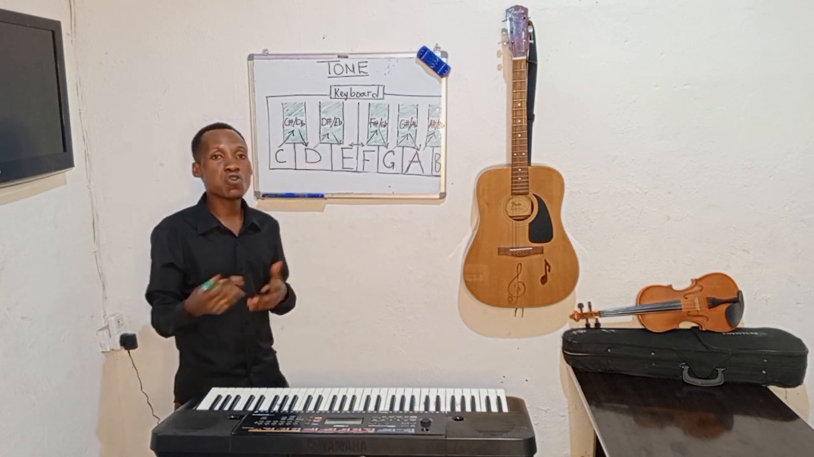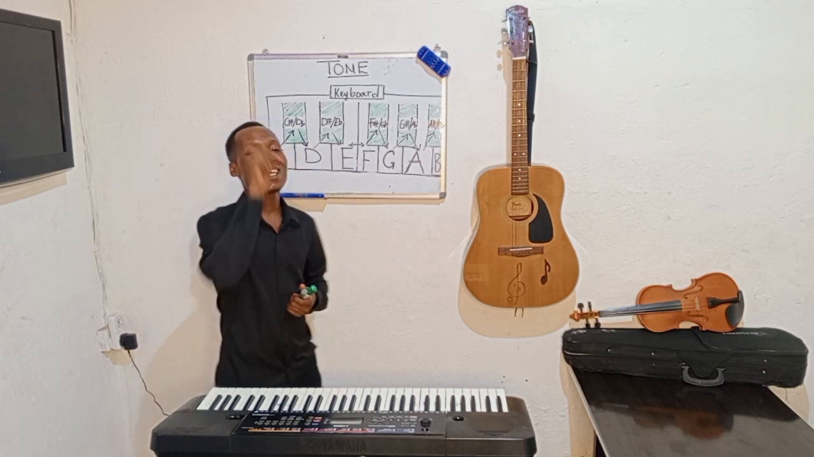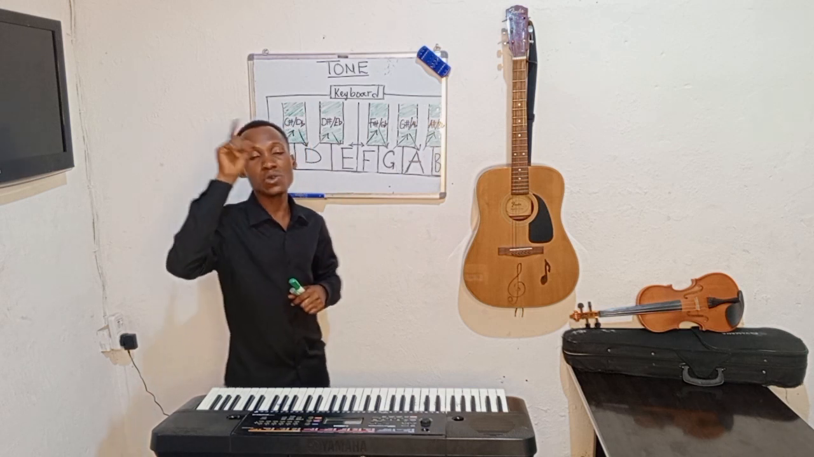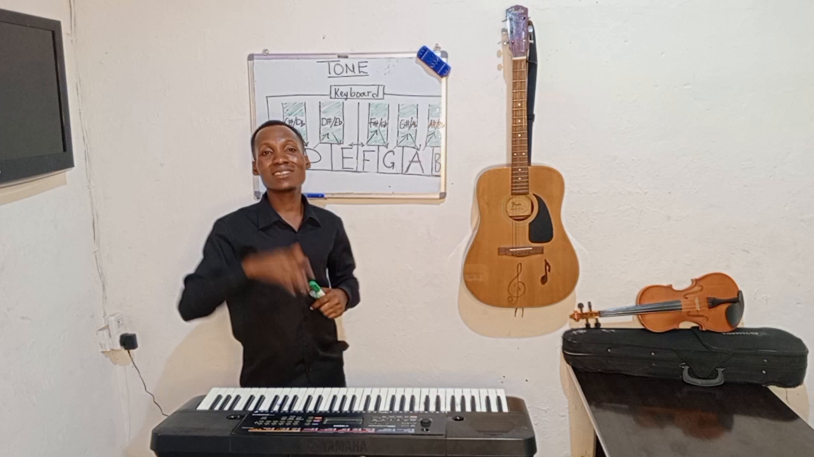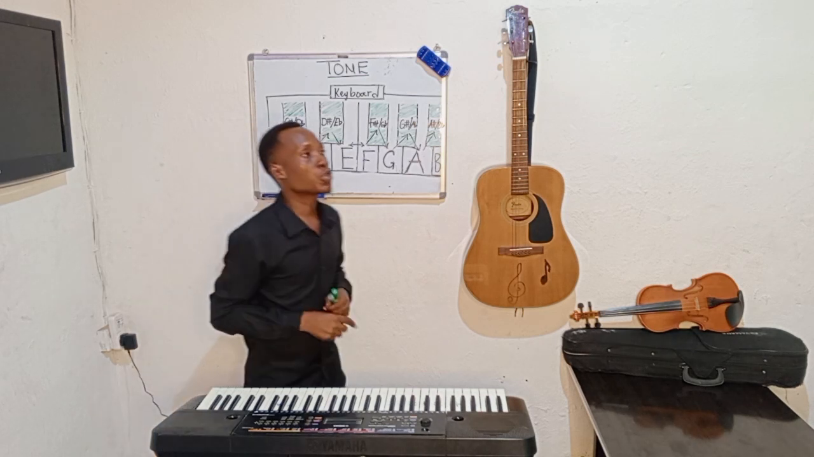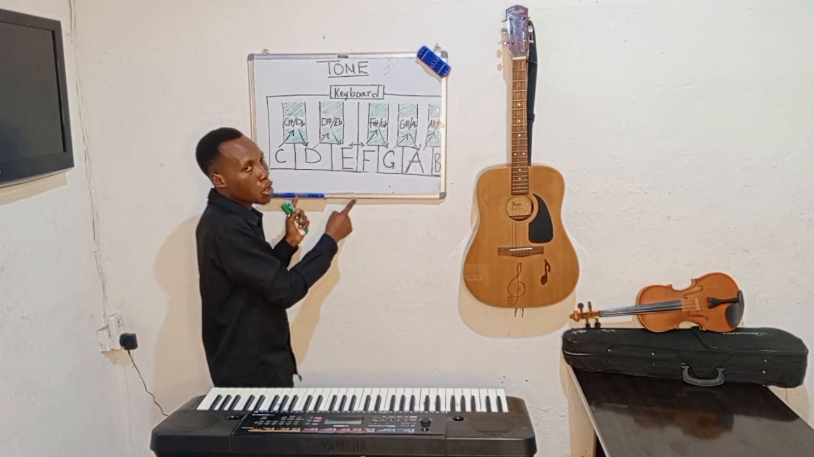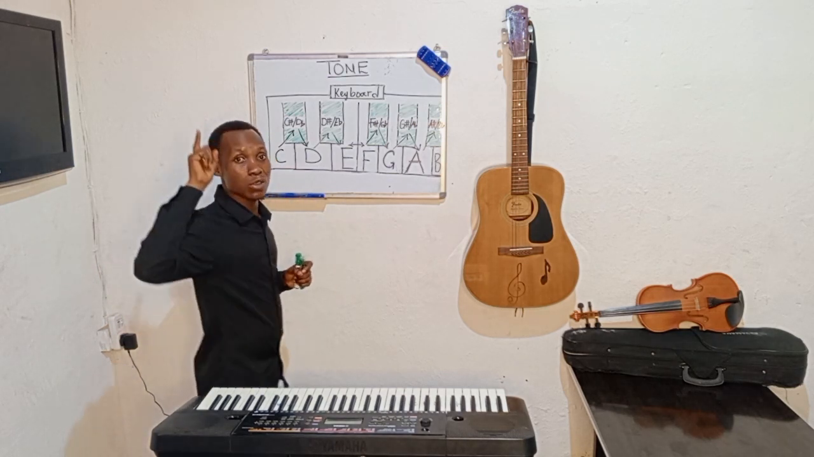So how is a tone formed? A tone is formed when two semitones come together. That is, a half plus another half will come together to give you a tone. So half plus half, don't forget in our basic mathematics, it is 1. So when two halves come together, it becomes 1. So when two semitones come together in music, it also gives us 1, which is a tone.